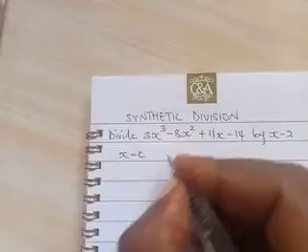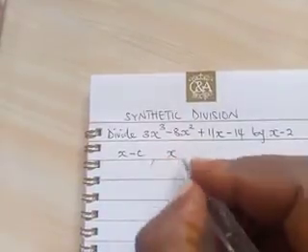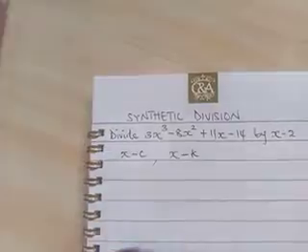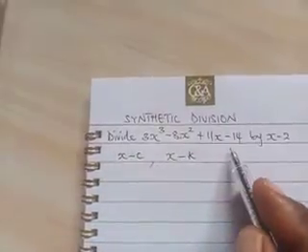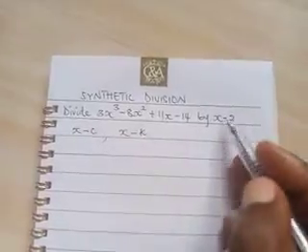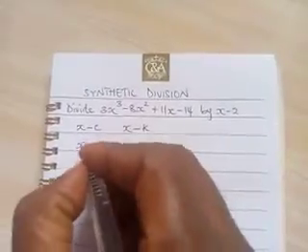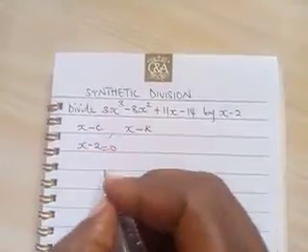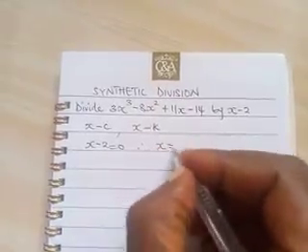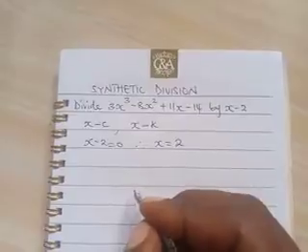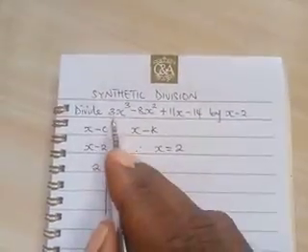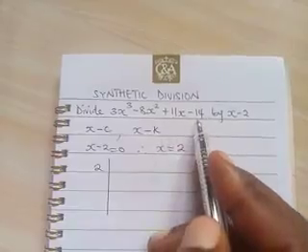Some books will use k, the same. So, for you to solve this question, the first thing you need to do is to resolve x minus 2, which is, you say x minus 2 equals 0. If x minus 2 equals 0, therefore x equals 2. So you bring the x and pick only the coefficients.